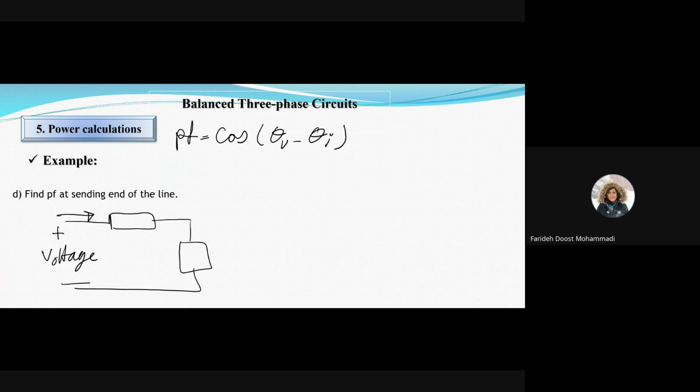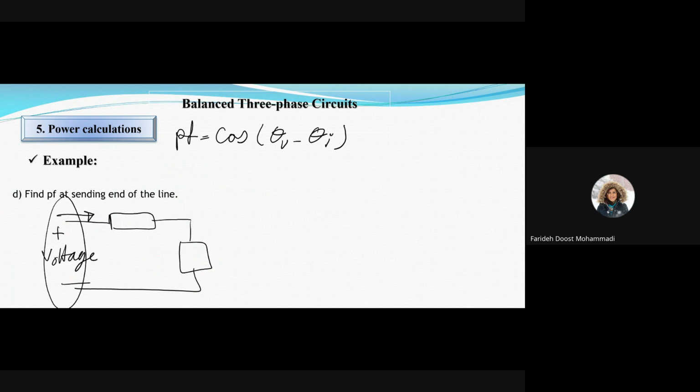It depends on which element you're focusing on. If you're focusing on the load, then it's the cosine of the difference between the angles of the voltage and current of the load. If you're focusing on this terminal of your circuit, it's the cosine of the difference between the angle of the voltage and current at this particular terminal. So power factor is different if you are focusing on the sending end of the line versus the receiving end of the line, where we have the load.